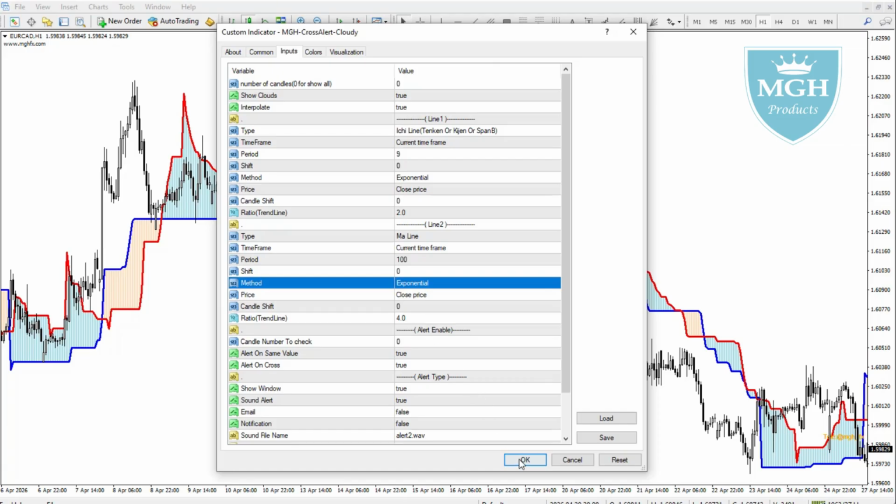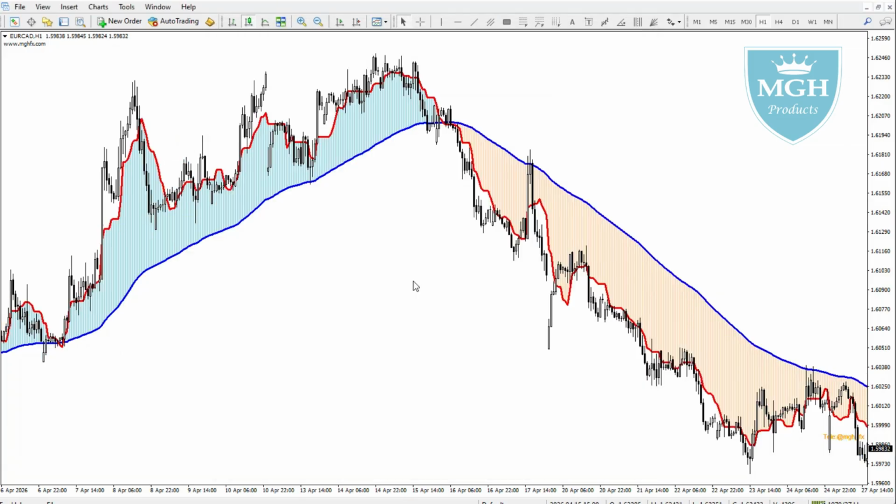Clouds are on. On the chart, the red Tenkan moves fast and the blue EMA 100 is a slow, smooth curve. The cloud between them is wide during strong trends and narrows when the two lines converge. The alert fires when the Tenkan crosses the EMA 100, a very clean signal for trend continuation or reversal.